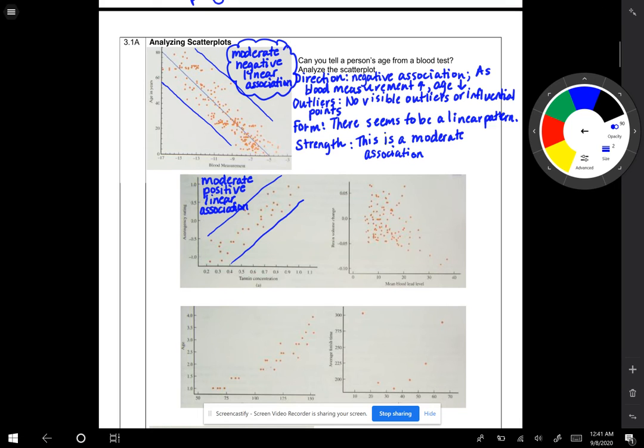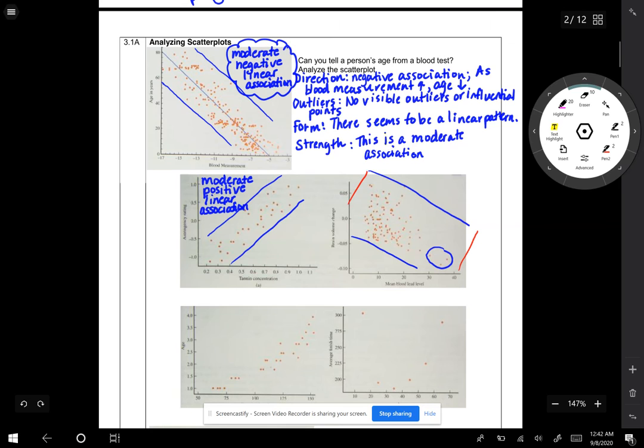Okay, the next one. Ooh, this one is a little harder to tell. Is it positive or is it negative? So the way that I knew that it was negative, although a weak one, is if you look at these trailing 3 points, it kind of shows you that it's more this way than the other direction. If it was positive, it would be going like that, which is wider, and that just doesn't look right.